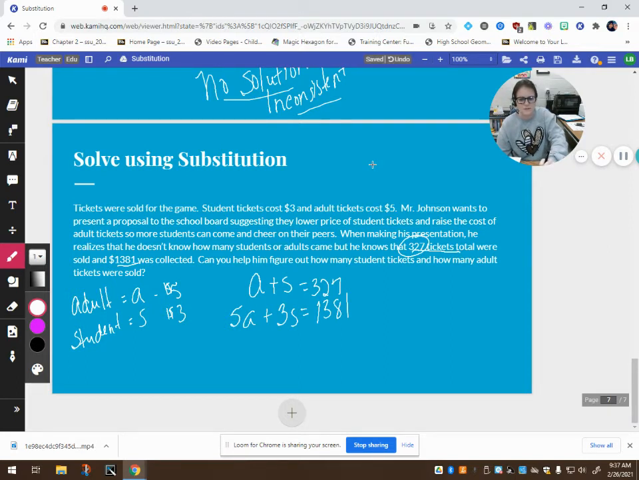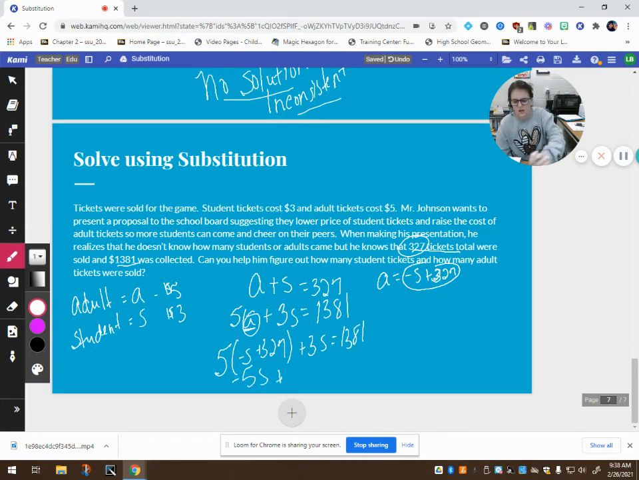Now we need to solve it. So I'm just going to subtract S from both sides. So I have A equals negative S plus 327. Now I can take this value and substitute it in place of my A. Since A is the same as this, I'm going to come over here and I'm going to take the A out and put what it's the same as. So 5 times negative S plus 327, plus 3S equals 1381. If I work out a problem and I end up having two variables in it, then I know that I've made a mistake somewhere, because the whole point of substitution is to make sure that I have it all written in terms of one variable.